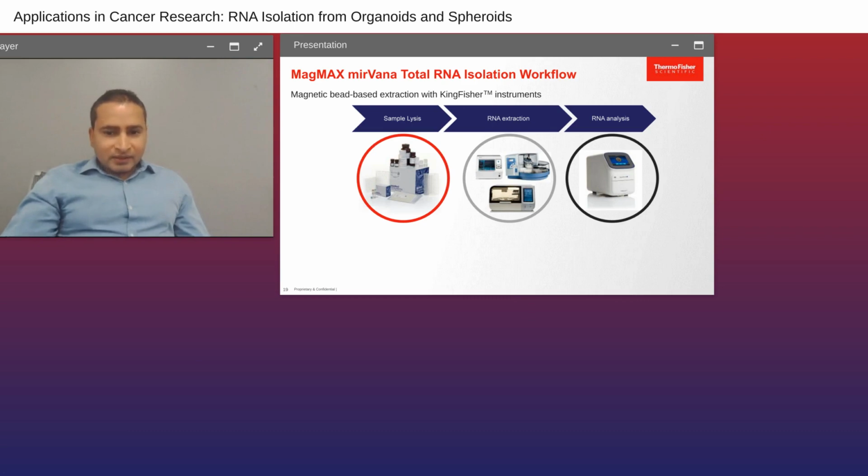With magnetic beads and Kingfisher automation, your hands-on time is significantly reduced. The total turnaround time for cells is about 75 minutes, but the total hands-on time for pre-processing and setting up the plates is only about 20 minutes. For tissues, the total turnaround time is about 90 minutes, but the total hands-on time is approximately 35 minutes. So automation definitely helps reduce your hands-on time.